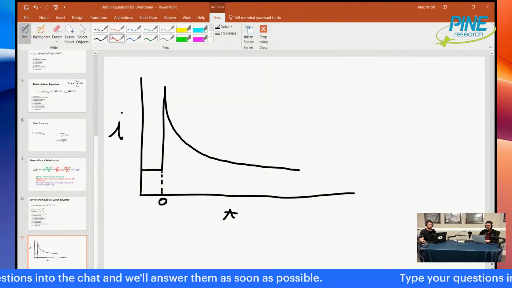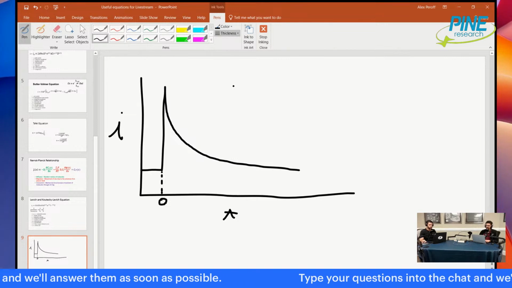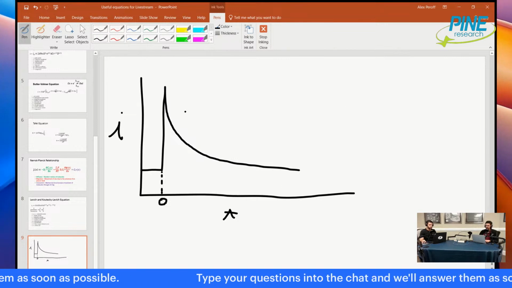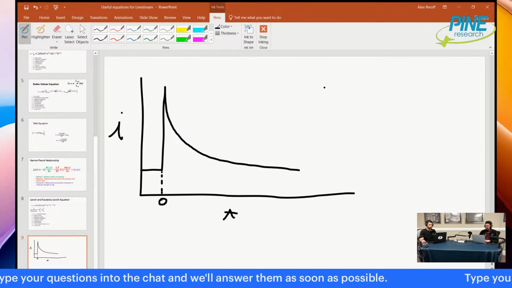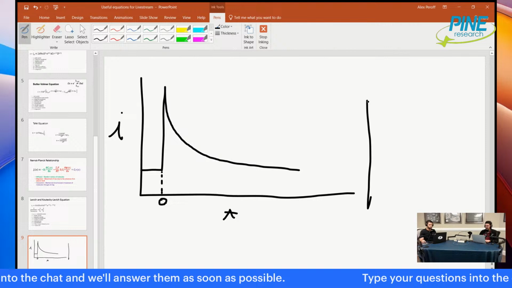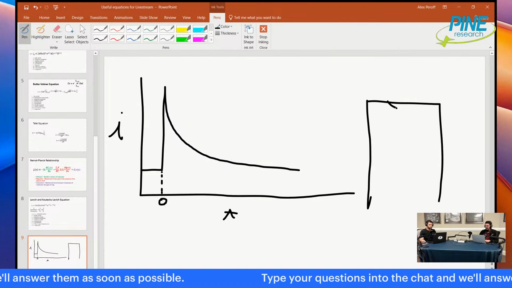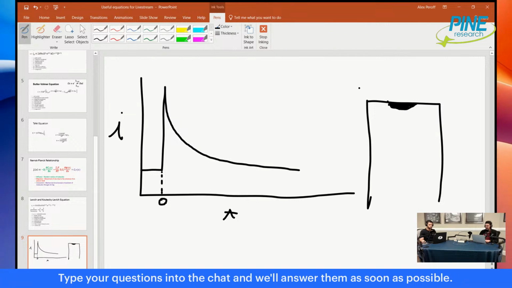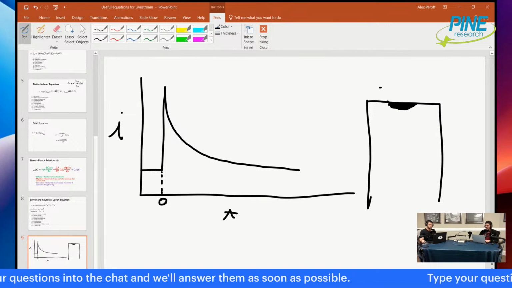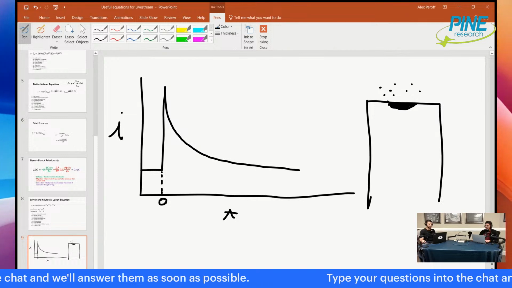But fundamentally, why do we get a decay? The decay has to do completely with diffusion, specifically with the fact that if you have an electrode here, let's say this is your electrode, and you have some molecules near the surface.